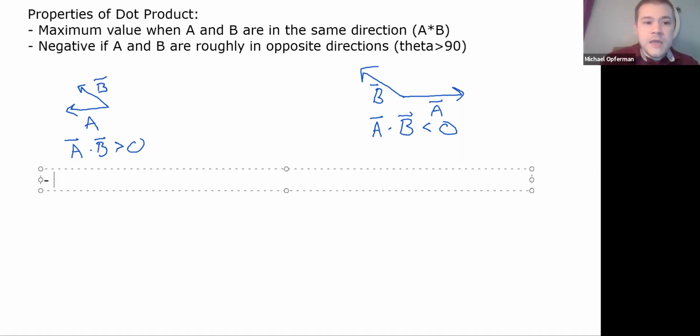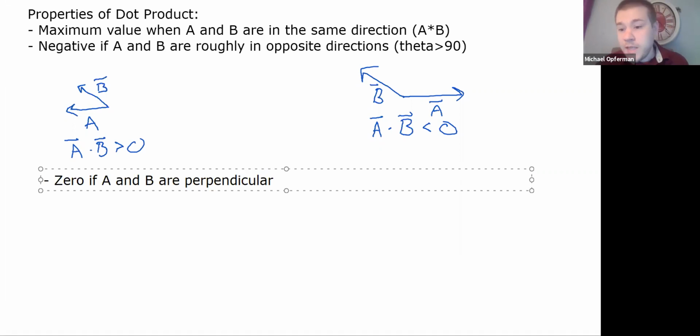And then it is 0 if A and B are perpendicular to each other, because then you would have theta equals 90 degrees and cosine theta equals 0. So it can be positive, it can be negative, it can be 0. It depends on the magnitudes of the two vectors. It depends on the directions of the two vectors. So there's actually a lot of information contained there. Okay. Let me show you an example of how to use it in another video.